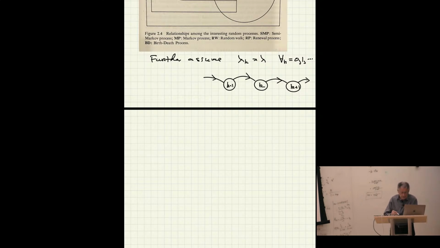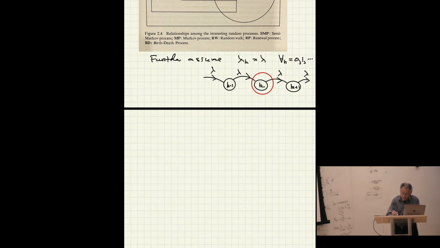So let's write down the equation by doing what? By circling the state. And by the way, I didn't label these arrows. They're all lambda. Lambda, lambda, lambda, etc.